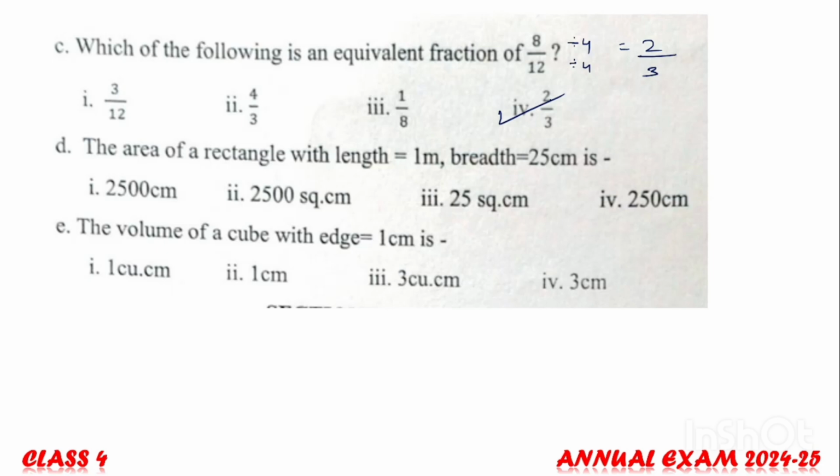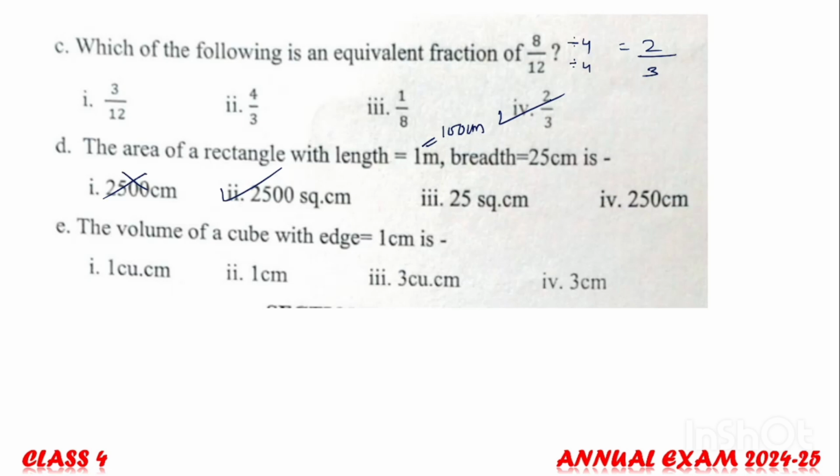Next, the area of a rectangle of length 1 meter and breadth 25 centimeters. Different units mean we convert into the same unit. So convert 1 meter, how many centimeters? 100 centimeters. So 100 into 25 is 2500 square centimeters, not only centimeters. So the first option is wrong. So option number 2 is the correct answer.